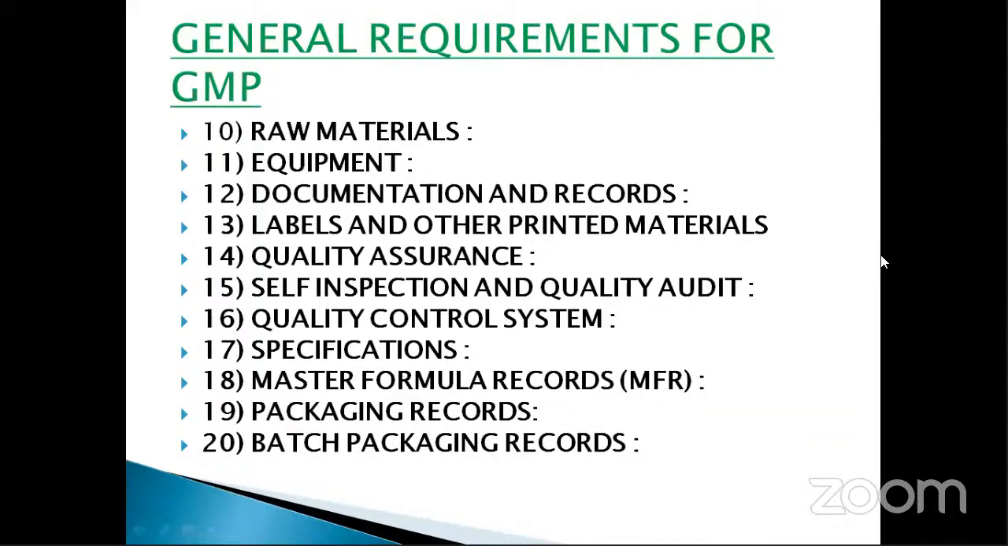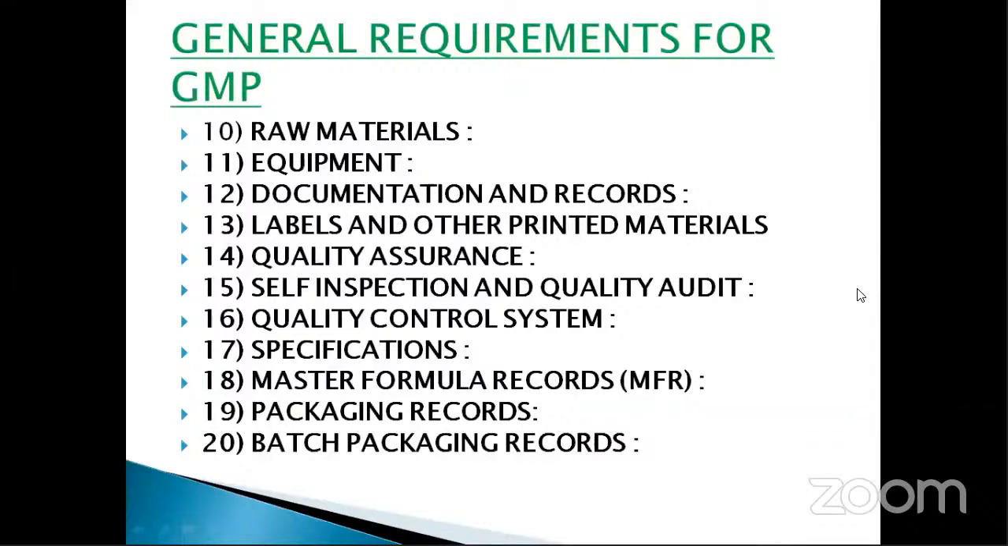Next is equipment. Equipment shall be located, designated, constructed, adapted, and maintained to suit the operation to be carried out. And defective equipment shall be removed immediately from the production or quality control area. If there is any equipment not in working condition, it shall be removed.